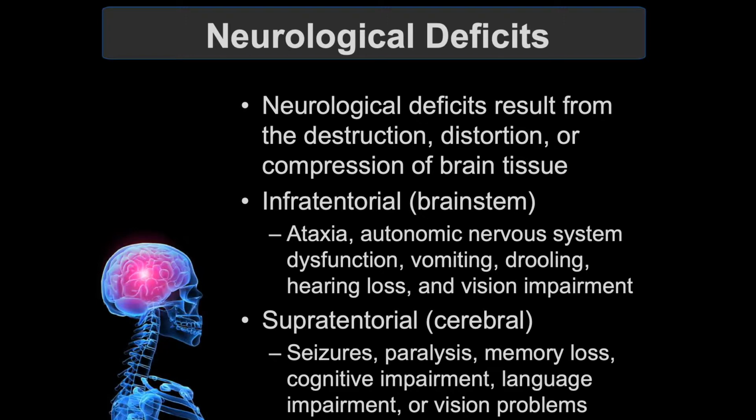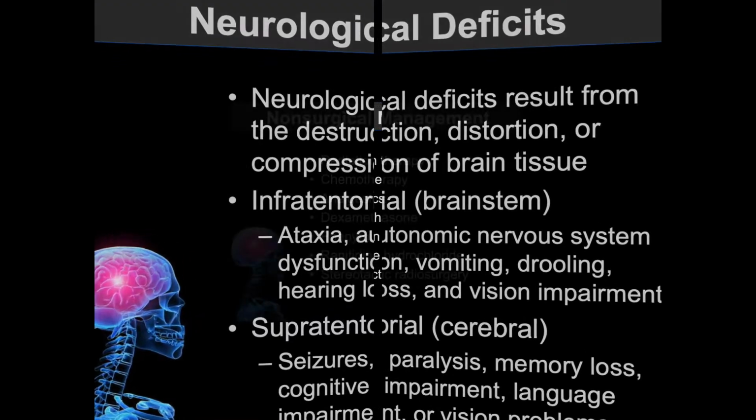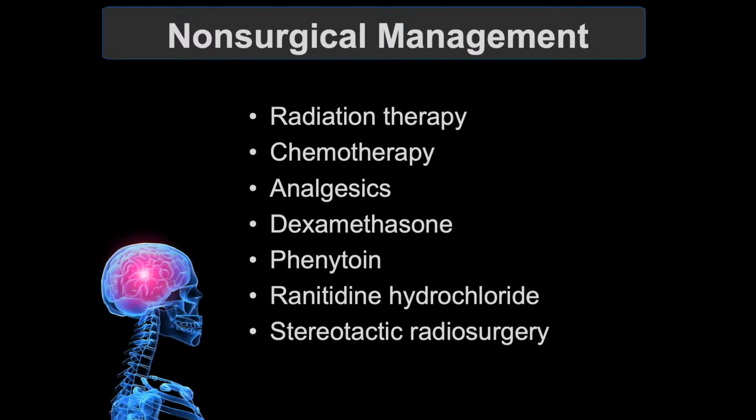Infratentorial, that is, brainstem, tumors can lead to ataxia, autonomic nervous system dysfunction, vomiting, drooling, hearing loss, and vision impairment. Supratentorial, or cerebral tumors, can lead to seizures, paralysis, memory loss, cognitive impairment, language impairment, or vision problems. Nonsurgical management includes radiation therapy, chemotherapy, analgesics, dexamethasone, phenytoin, ranitidine, and stereotactic radiosurgery.